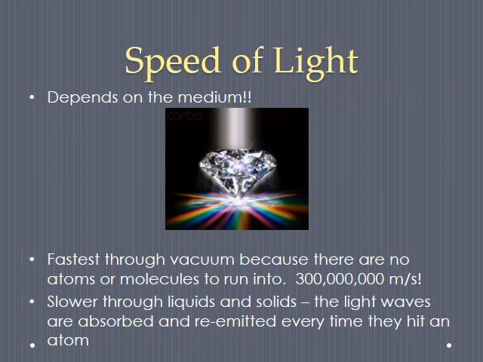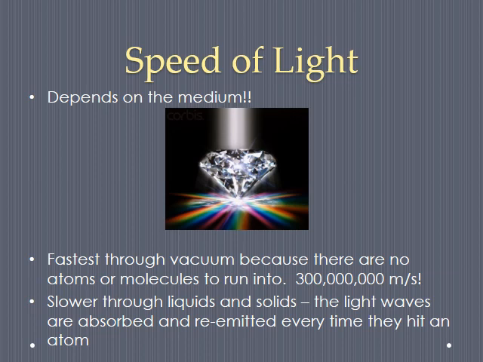Just like every other wave that we've dealt with, though, the speed of light depends on the medium that it's moving through. So if it's in that vacuum, which is basically the absence of a medium, that's actually when light moves the fastest. And the reason that it goes so fast there is because there's no atoms or molecules to run into. Those light waves are not slowed down by anything.